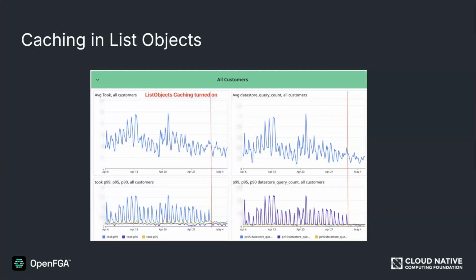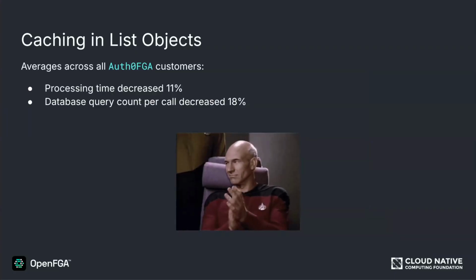And to put some real numbers on what we have seen for our customers, let's jump to the next slide, please. Yeah, so on average across all of our customers, we have seen their took time, their processing time, decrease by about 11%, and the number of queries per list objects call is down almost a fifth, which is awesome. If this was the only result, we would be super happy about that because that's great. It's rare that you can get that kind of boost from a simple turning on of a feature.